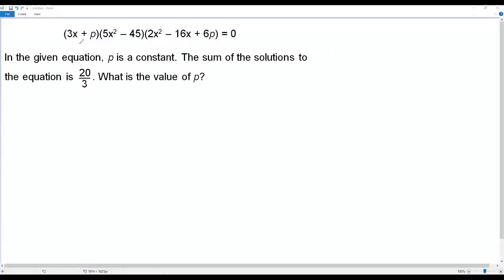Here we have a SAT math question. There is an equation given over here. In the given equation, P is a constant. The sum of the solutions to the equation is 20 over 3. What is the value of P?